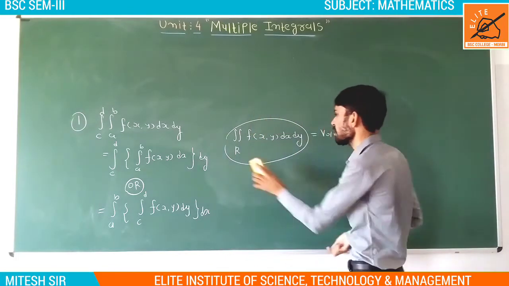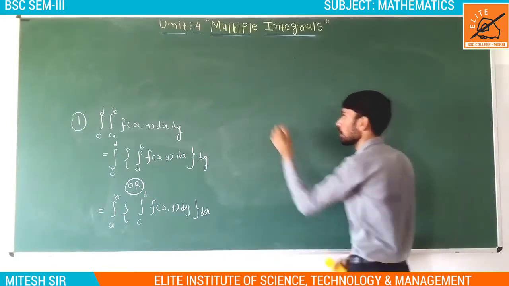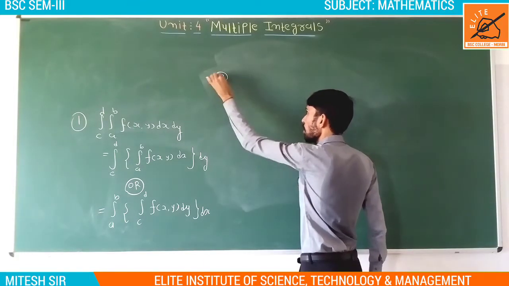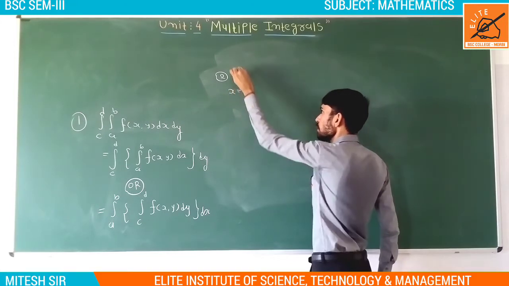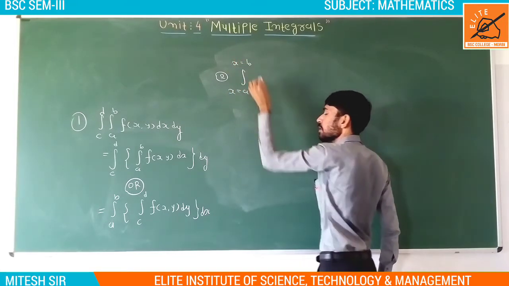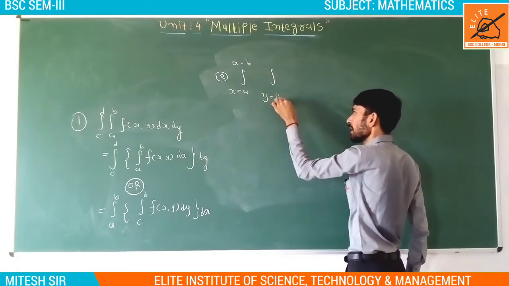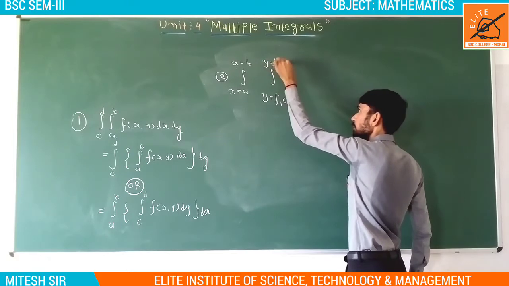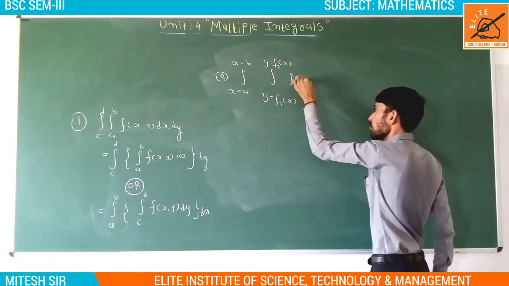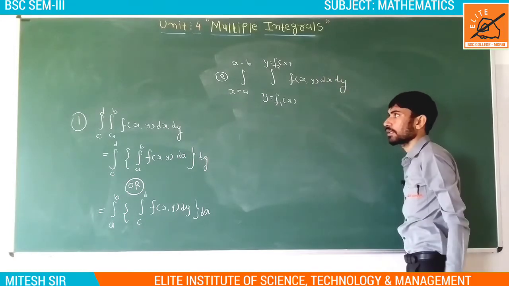Now the second thing about the double integration. Suppose you have been given integration x is equal to a to x is equal to b, integration y is equal to f1 of x to y is equal to f2 of x, function f of xy dx dy.